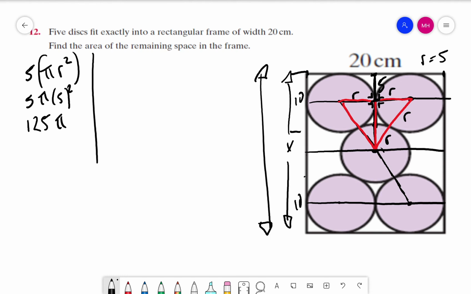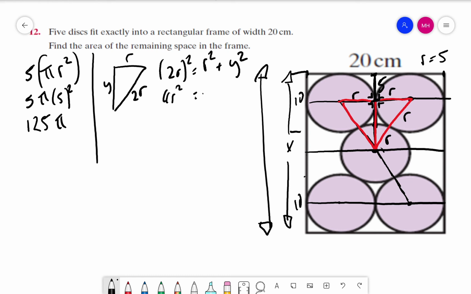So using Pythagoras, to find out that distance, I'm going to call it y. So 2r squared is equal to r squared plus y squared. So you're getting 4r squared is equal to r squared plus y squared. This comes across, you're getting 3r squared is equal to y squared, which gives you y is equal to the square root of 3 times r.